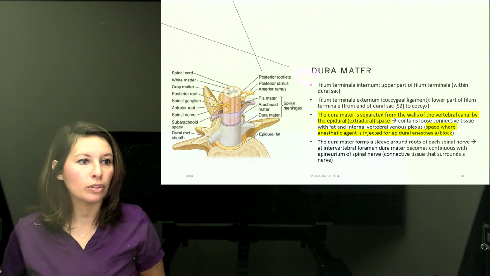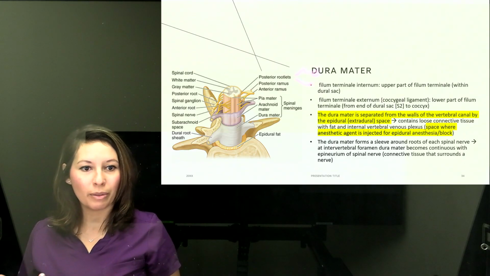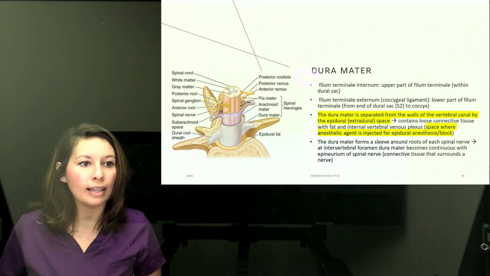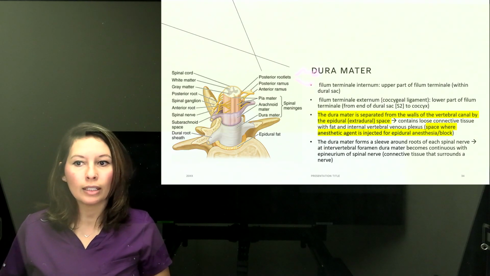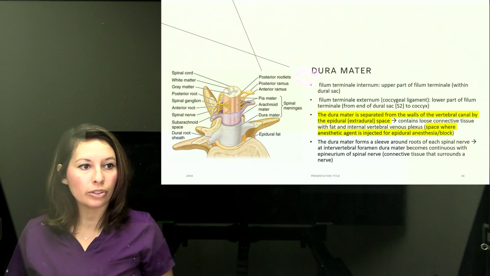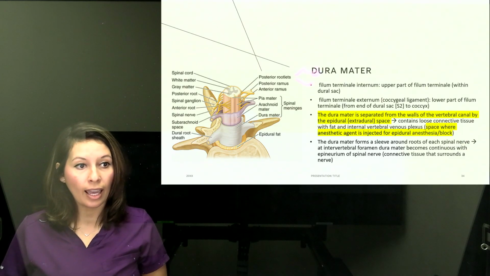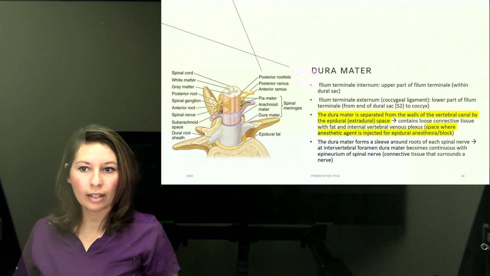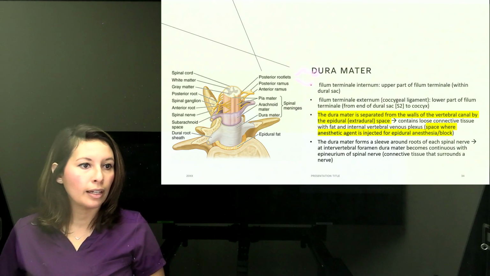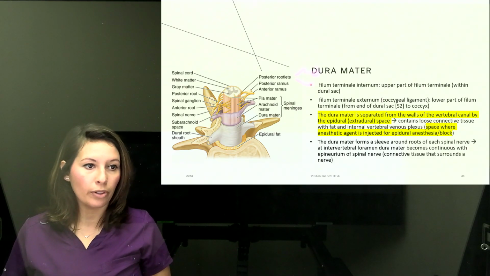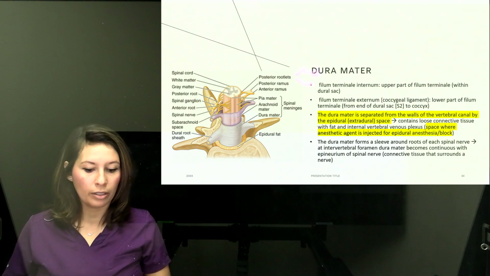So this epidural space, you might have heard of it before, because this is the space where typically doctors or nurse practitioners are going to be injecting anesthetic agent for females that are about to give birth, right? Or some other type of epidural anesthetic block.